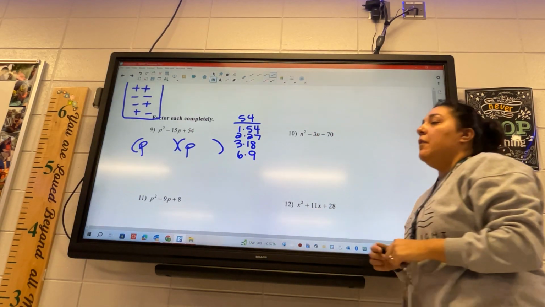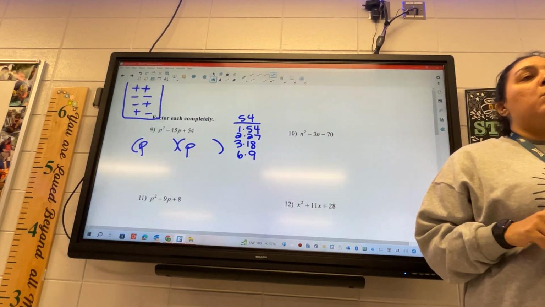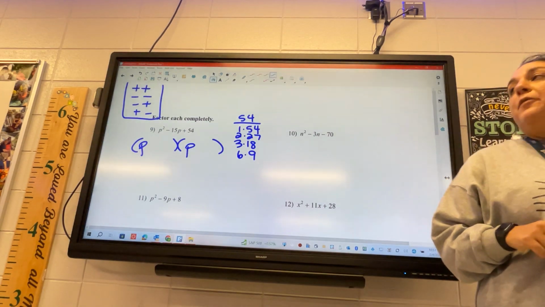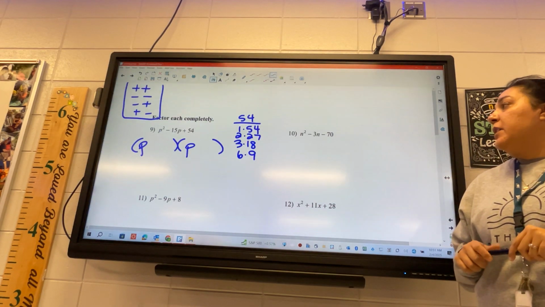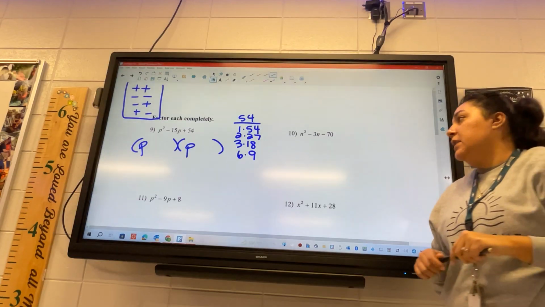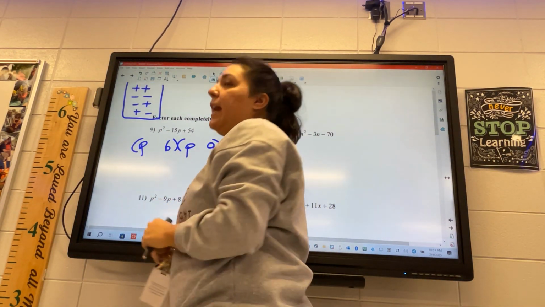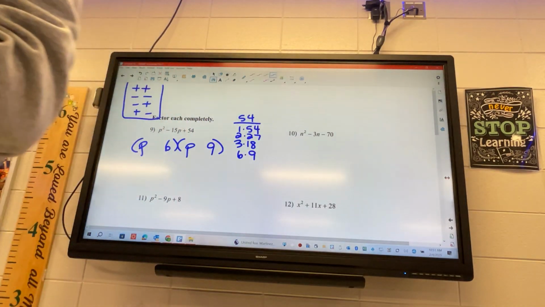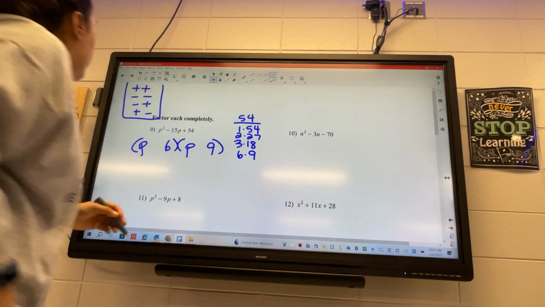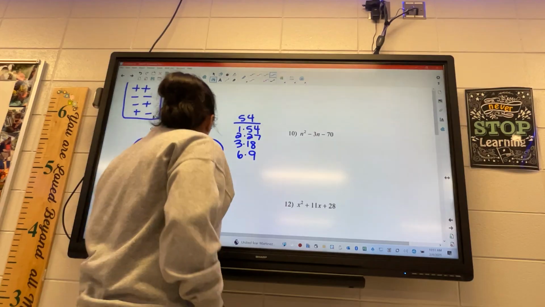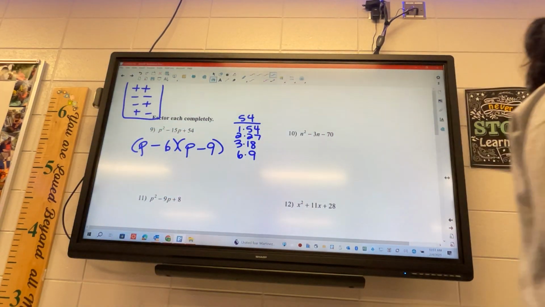Okay, so of these groups, I need something to give me what number? What number am I looking for? 15. So what group of numbers could that be? 6 and 9 works. And I need a negative 15, so negative, negative. Okay, so this is done.